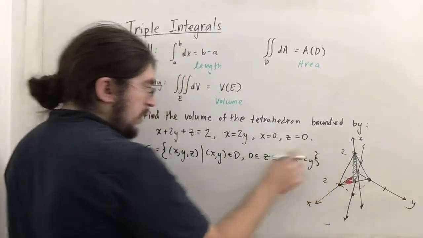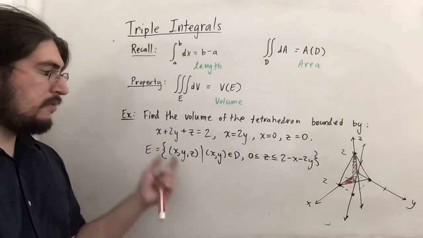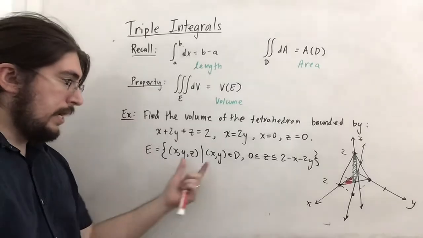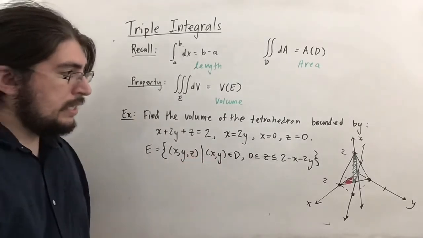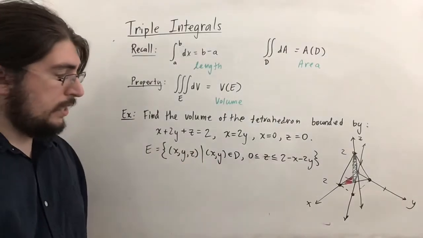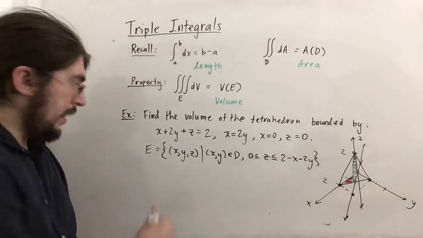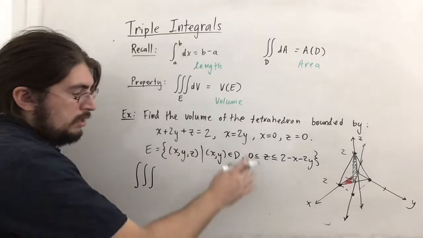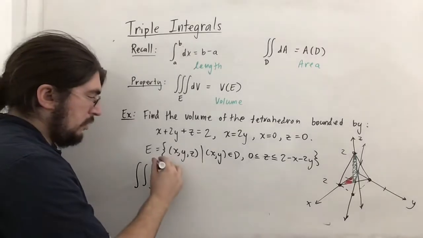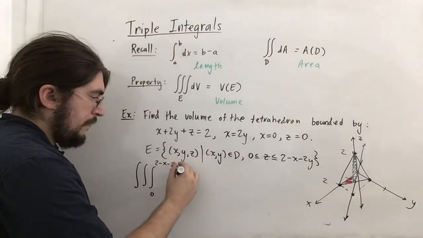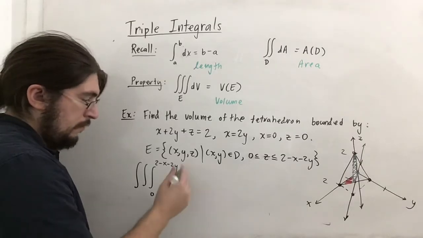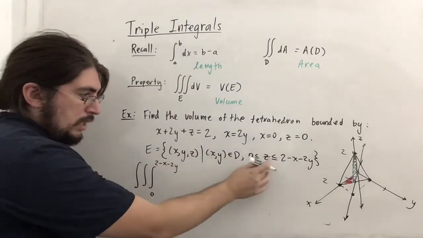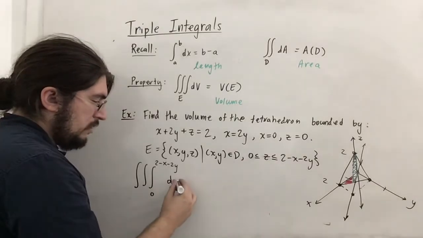And in fact, these will be the limits for z. Now the limits for y and limits for x we can work out on our own by looking at what D is and looking at the xy projection. So we could do that, but I think the best thing to do is just to jump right into the triple integral. So for the first limits, we'll have 0 to 2 minus x minus 2y. Remember, we're taking the integral of just 1, basically, dV. So this is going to be with respect to z, so dz first.